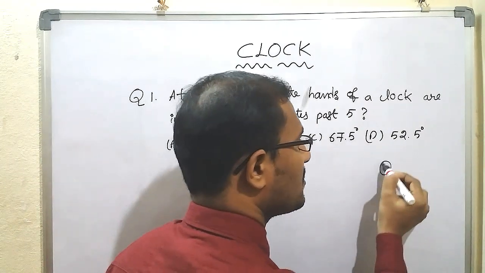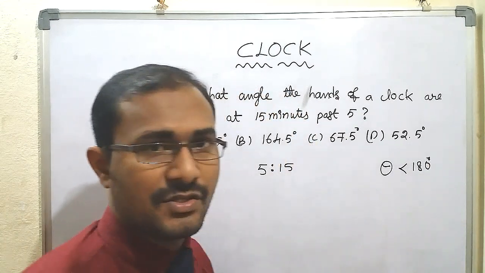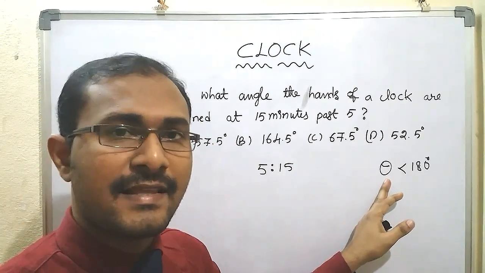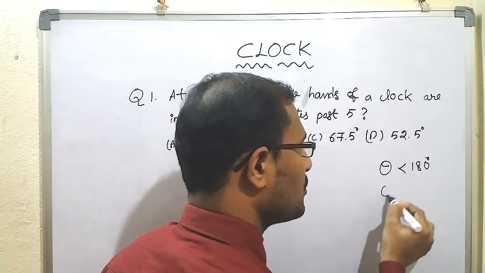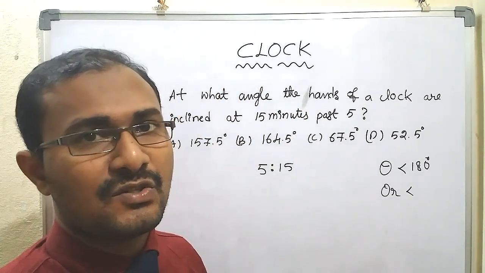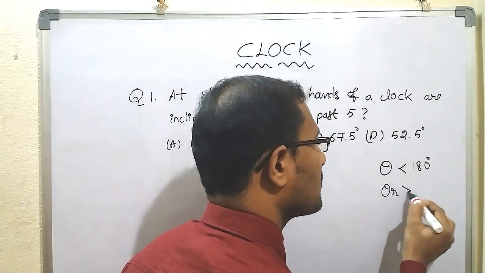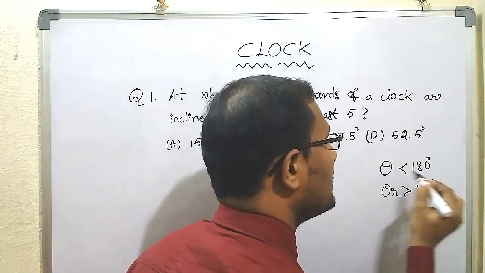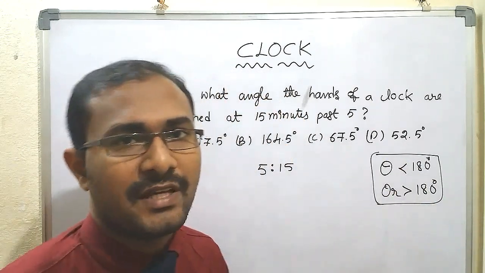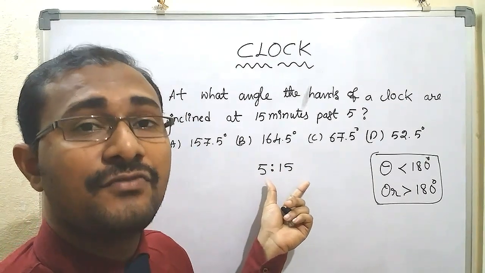Remember, always the theta value has to be less than 180 degrees. Remember this condition. Whenever they ask for a reflex angle, which they can also ask, remember the reflex angle should always be greater than 180 degrees. This condition we need to remember. Now let us observe the given time, 5:15.